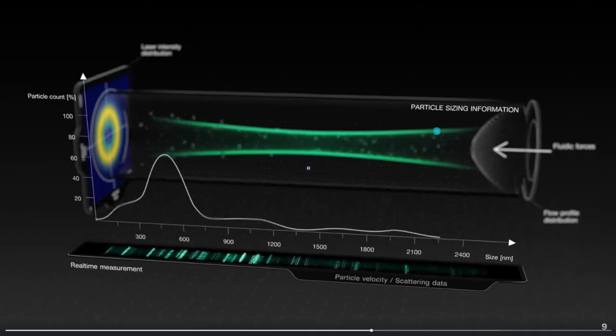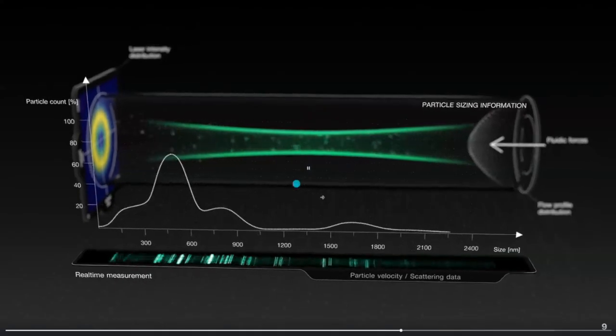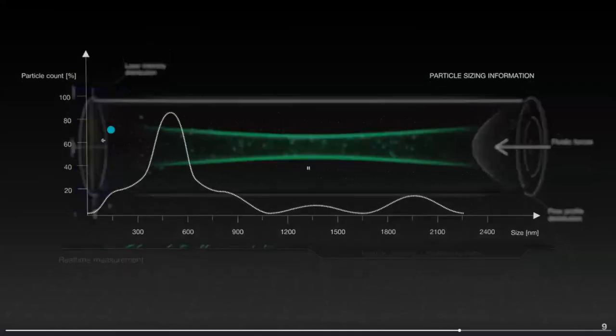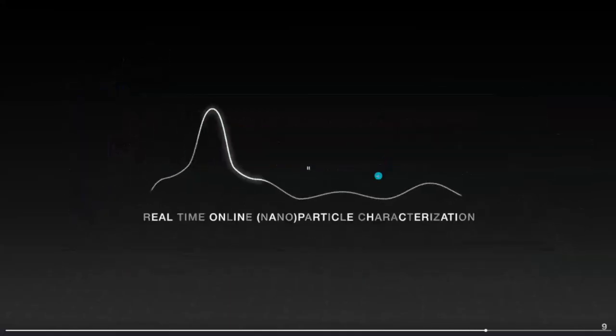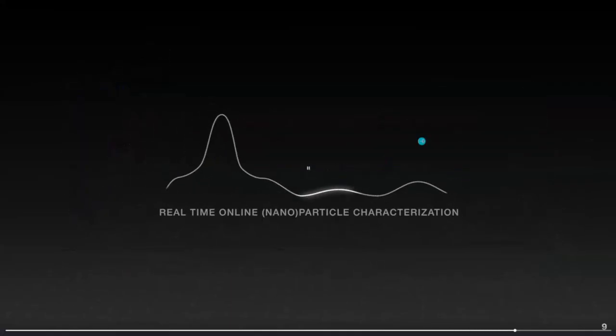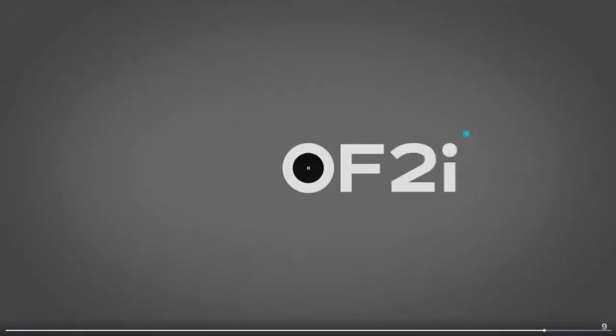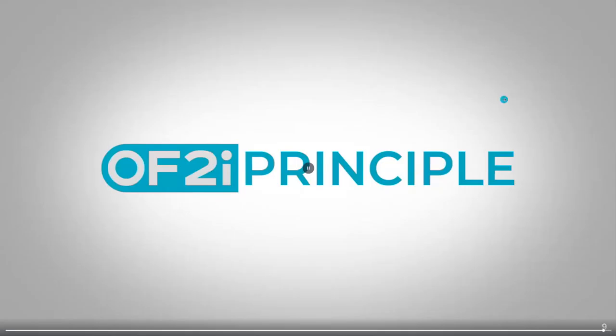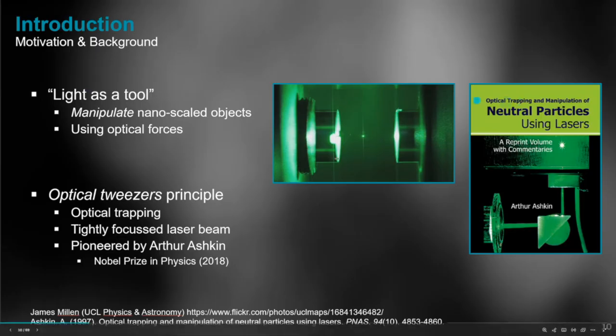And this is why we call it Optofluidic Force Induction, where we push particles via a fluidic force and then change their trajectory via optical forces, but also collect the scattering data during this process. So the OF2I principle is a parametric-free model, so it can really be calculated for the particles, and it is based on the physics Nobel Prize in 2018, where Mr. Arthur Ashkin thought about light as a tool.